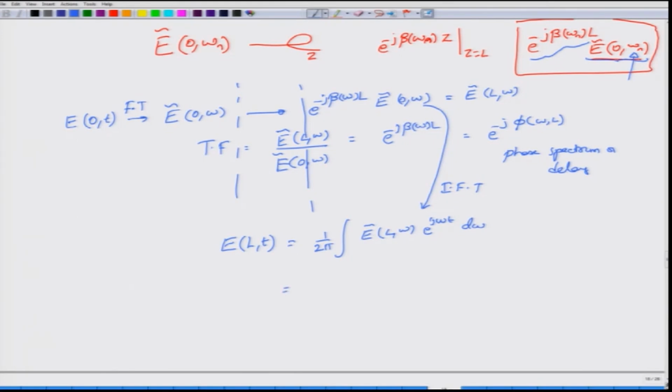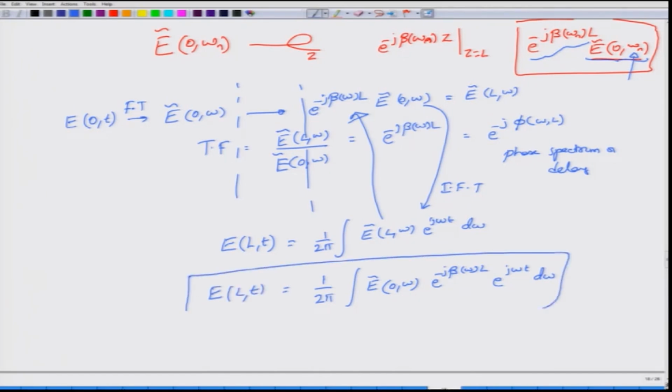Now, I know what E of L comma omega is, because that is precisely the output frequency spectrum that I have. So, I will go back and put that spectrum. So, I have E of 0 comma omega e to the power minus j beta of omega L, times e to the power j omega t d omega. Now, this is the expression that you have. Of course, to properly solve this, you need to know the input spectrum, and you also need to know the dependence beta of omega, and once you know these two quantities, then you can find out what would be the output. Let us consider a few special cases.